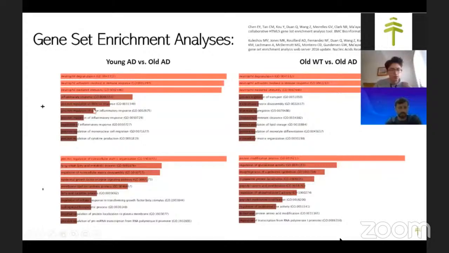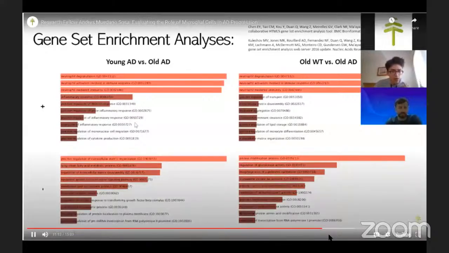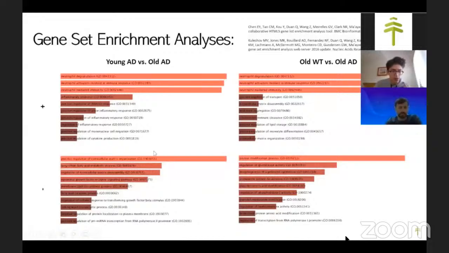And then we can also see here the inflammatory response, positive regulation of acute inflammatory response, positive regulation of inflammatory response, regulation of inflammatory response, positive regulation of cytokine production. So these are all mechanisms involved in immune processes and inflammatory mechanisms, which reinforces what I had stated in my introduction.